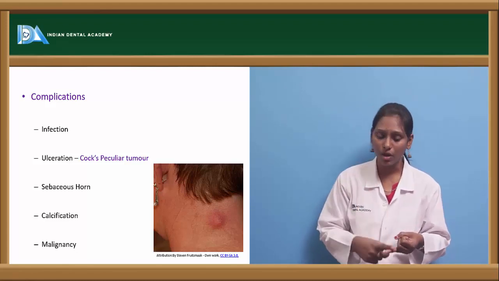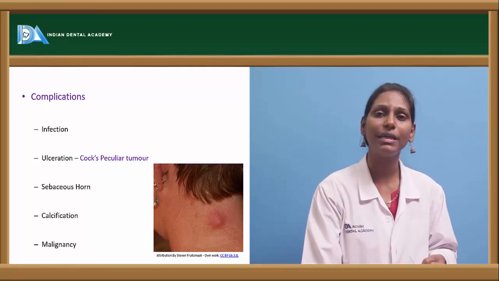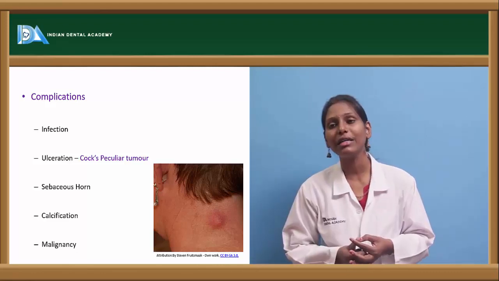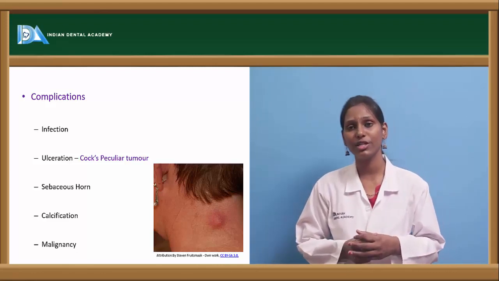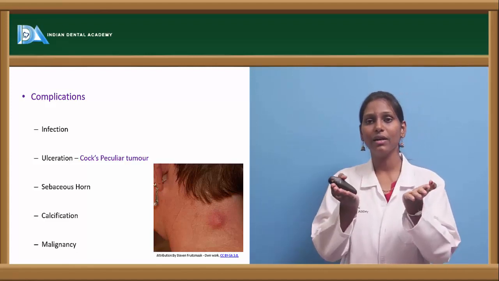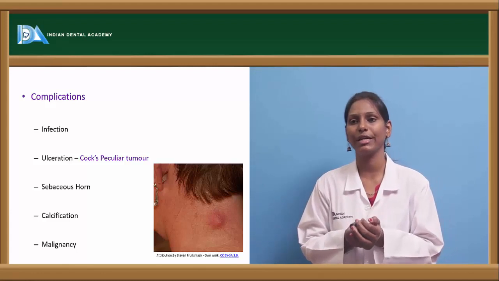Ulceration is again another complication we can see in the sebaceous cyst, where we can see a particular thing called as Cox peculiar tumor. After an ulceration, there will be excessive granulation tissue formed, and this excessive granulation tissue will form into a fungating structure. Okay, that is nothing but Cox peculiar tumor.